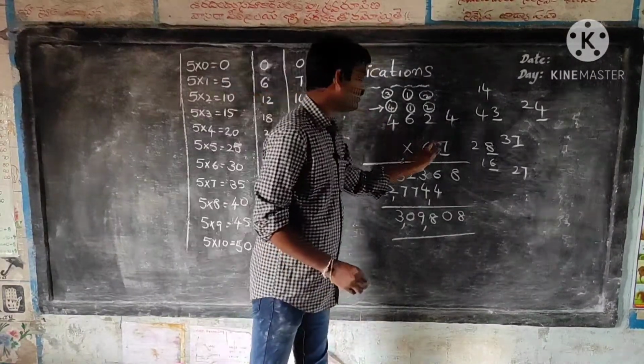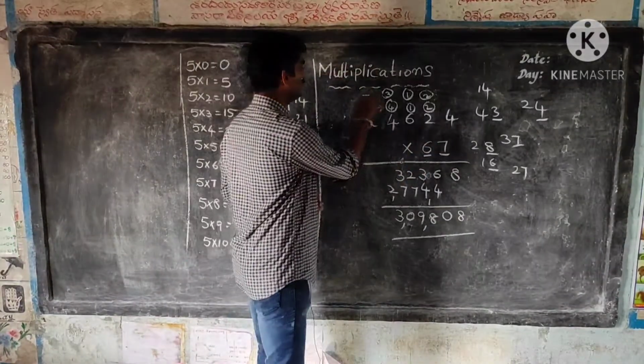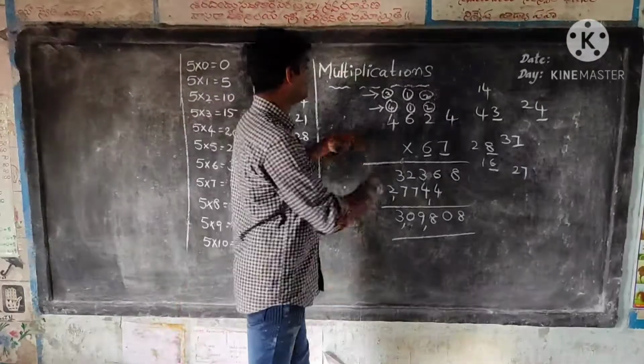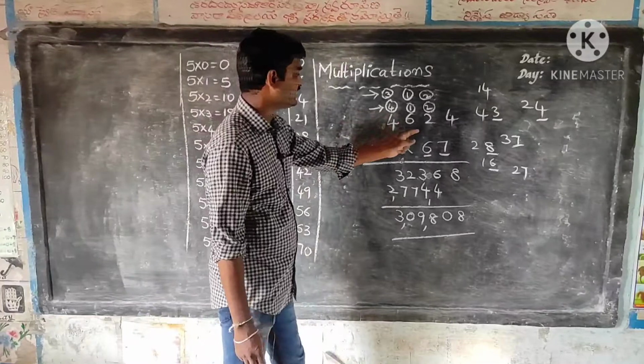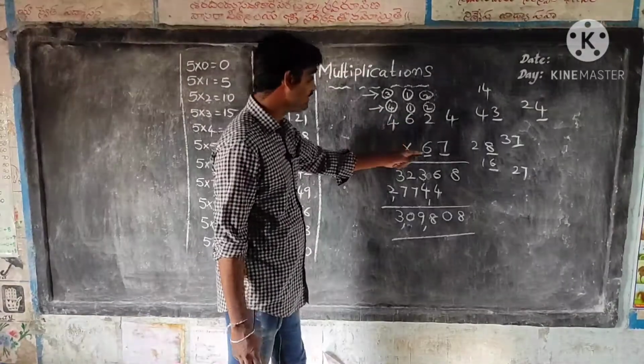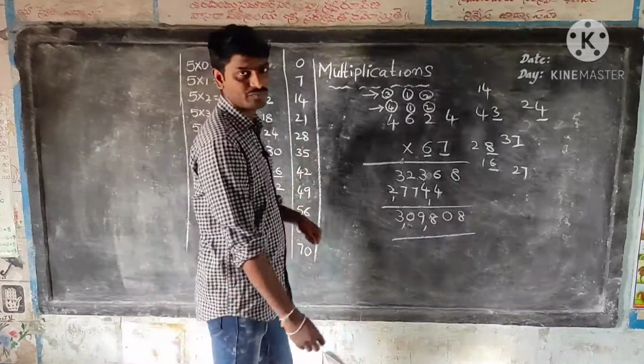Okay children, you can also write the carries like this. You write the first digit carries, and then you write the next digit carries right above them. Okay beta, it is very helpful to you.